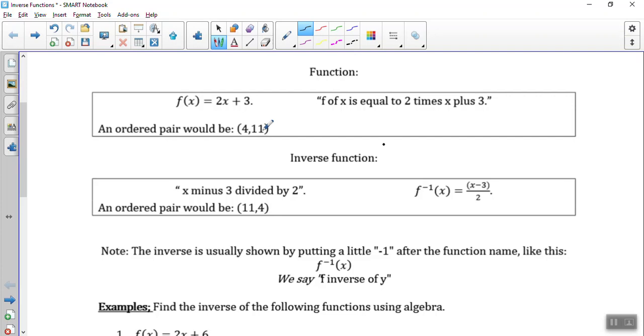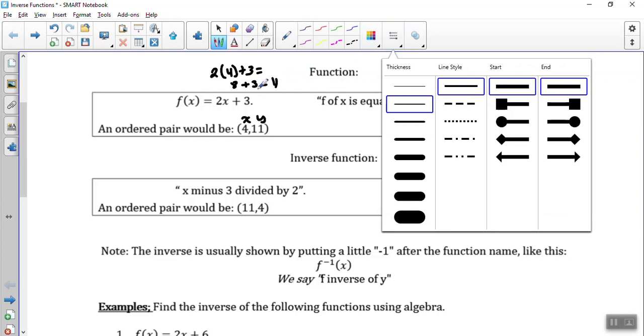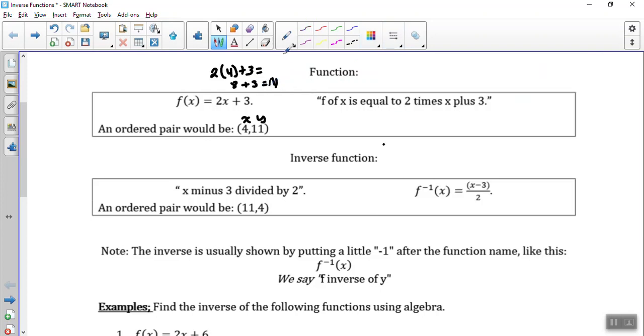Just to review what an ordered pair is, this is your x coordinate and this is your y coordinate. So if I plug in my x here, so you have 2, and if I plug in 4 here, I should get 11. So 2 times 4 is 8 plus 3, that equals 11. Okay, so that's what the ordered pair is telling you.